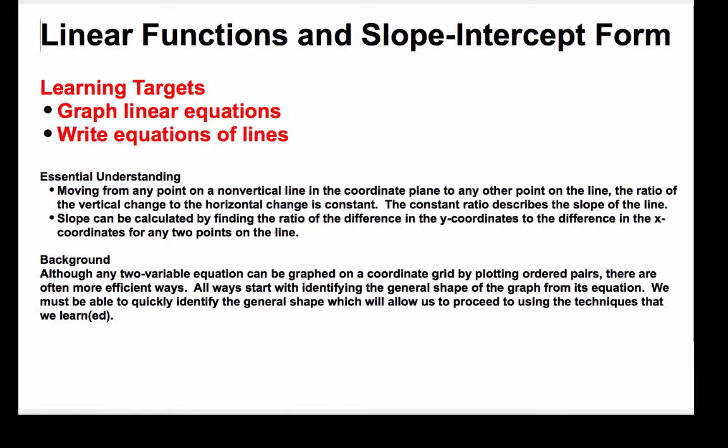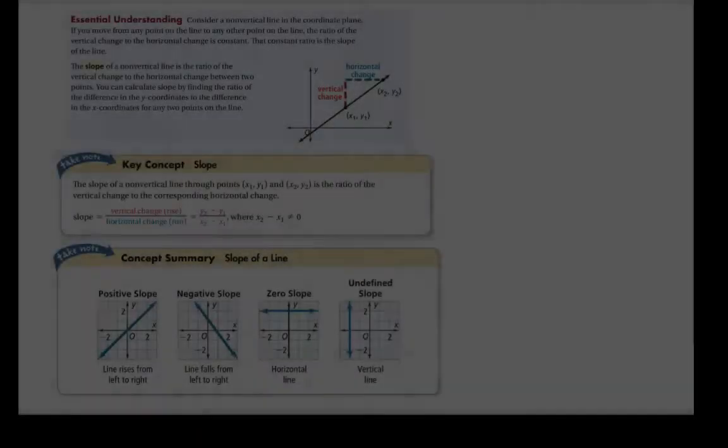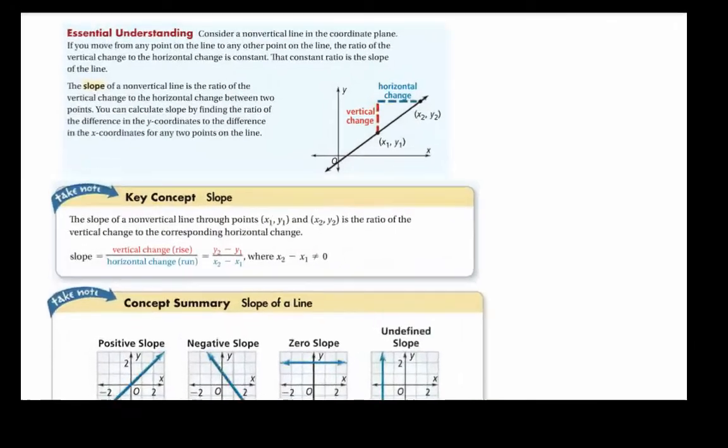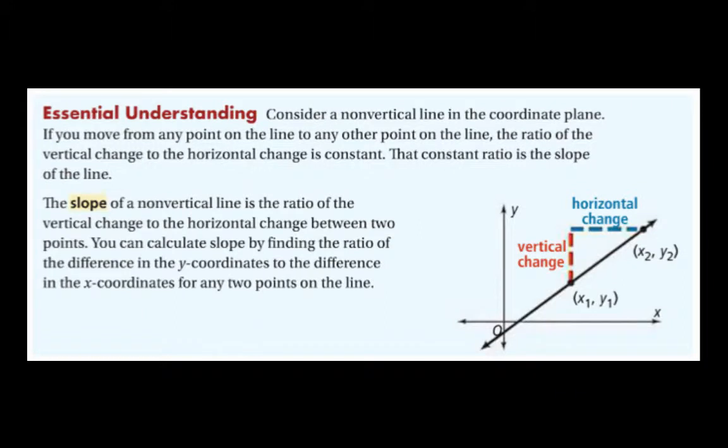Some background information for the lesson. Although any two-variable equation can be graphed on a coordinate grid by plotting ordered pairs, there are often more efficient ways. All ways start with identifying the general shape of the graph from its equation. We must be able to quickly identify the general shape, which will allow us to proceed to using the techniques that we learned. Okay, so consider a non-vertical line in the coordinate plane.